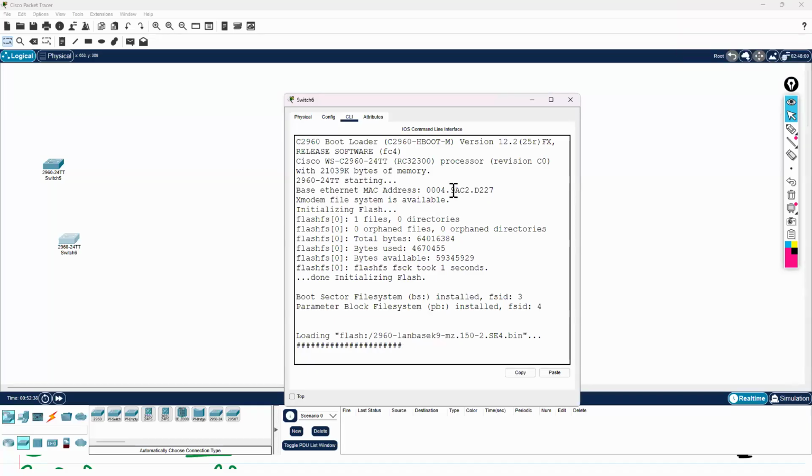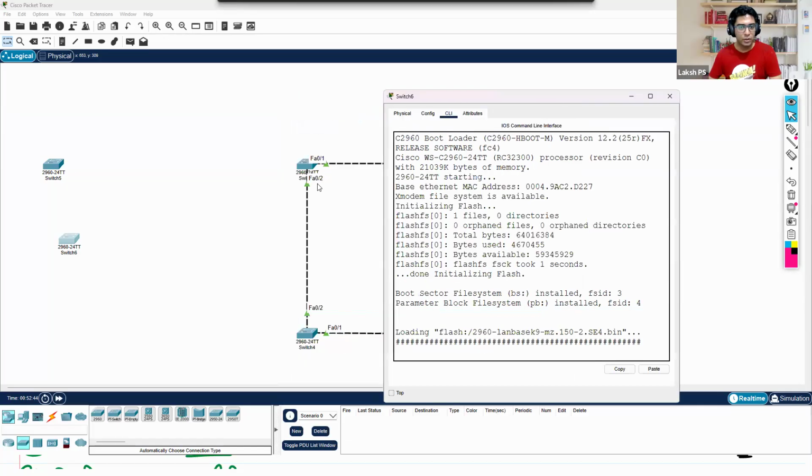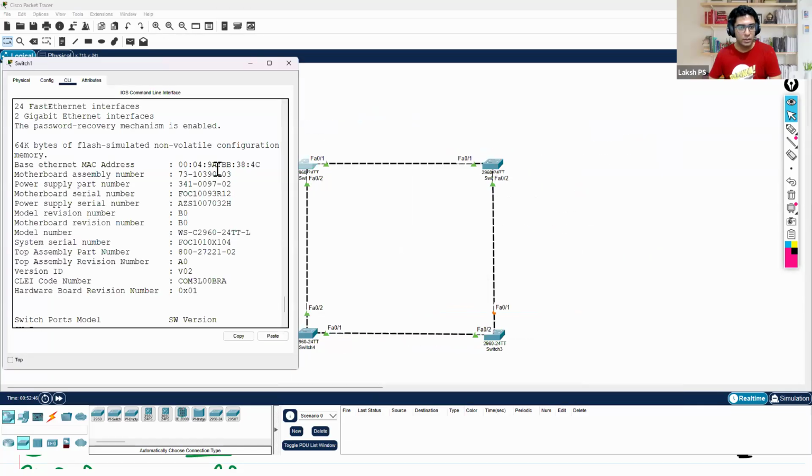So these are 0004. Okay, hold on a second. No. Yeah, it generates random. 0049 AC2. What is this? 9AC. See, this still is a lower MAC.